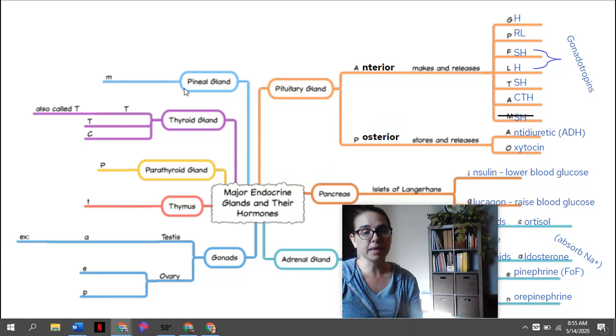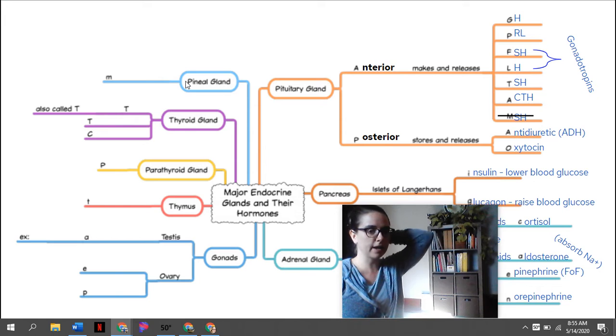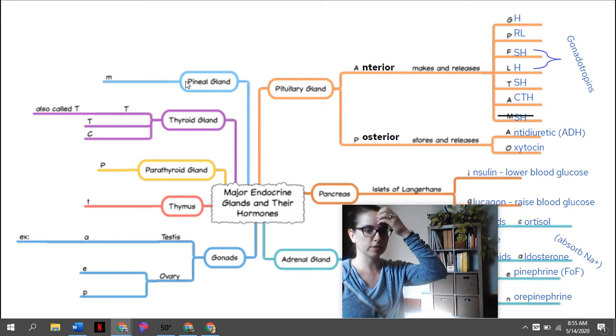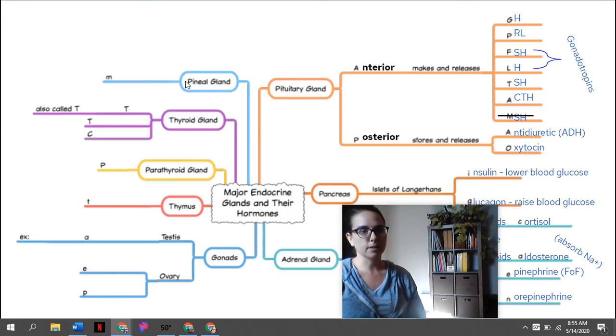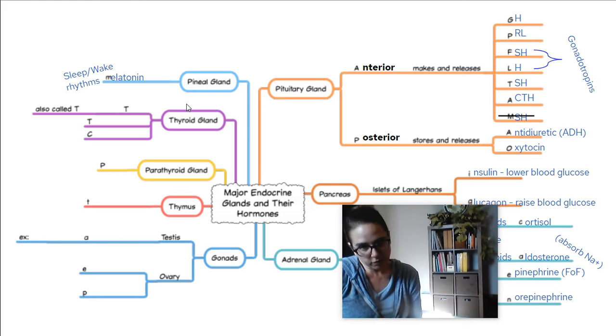Now moving on to the pineal gland. This is in the brain, kind of on the back side, so the hypothalamus and pituitary are in the front, and the pineal gland is in the back, but it's deep inside the brain. It produces melatonin, which is your sleepfulness and wakefulness biological rhythms. So it allows you to hopefully go to sleep at night and be awake during the day.